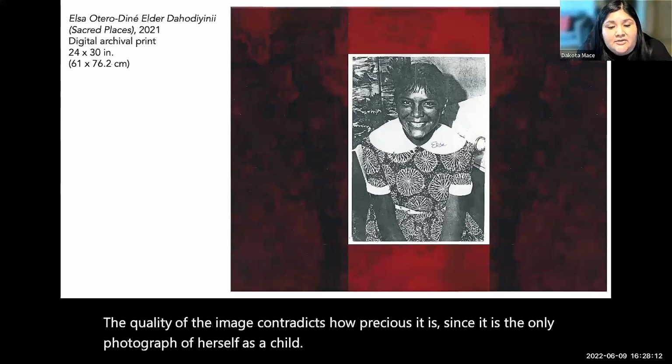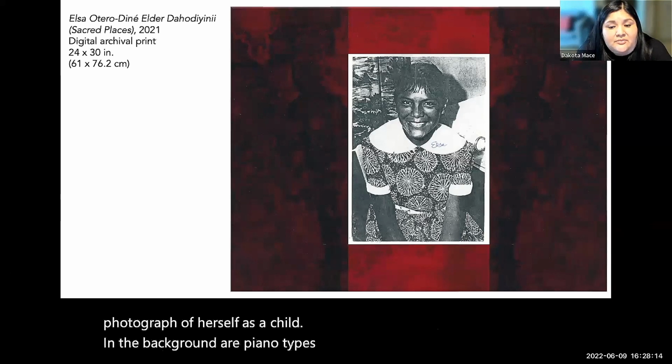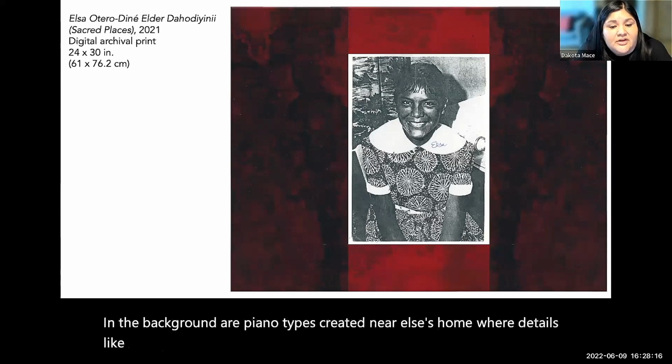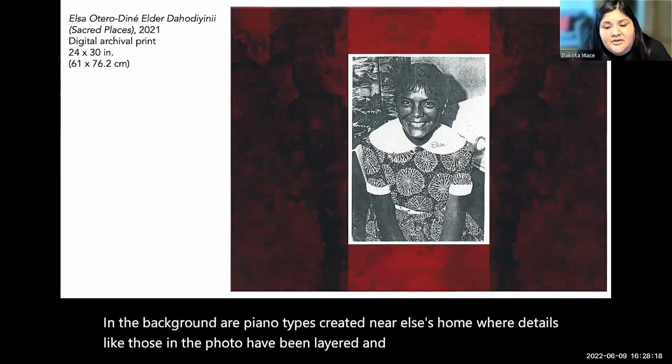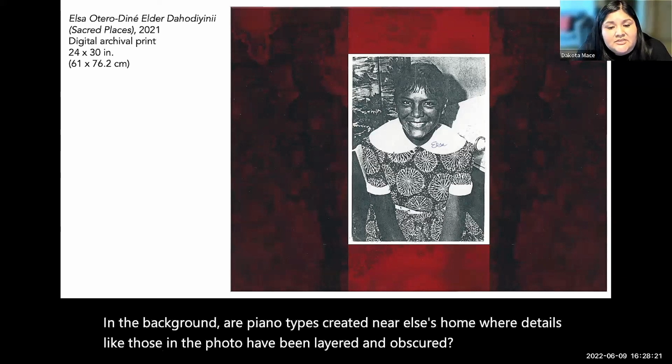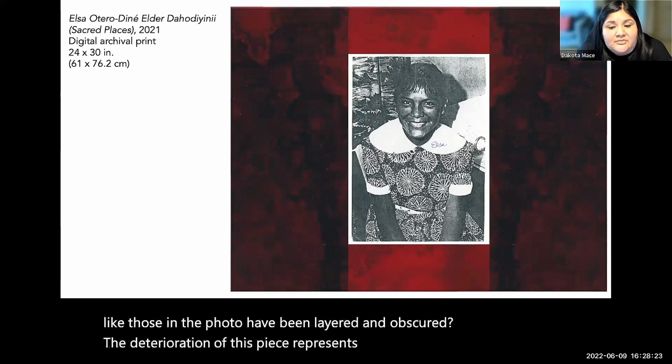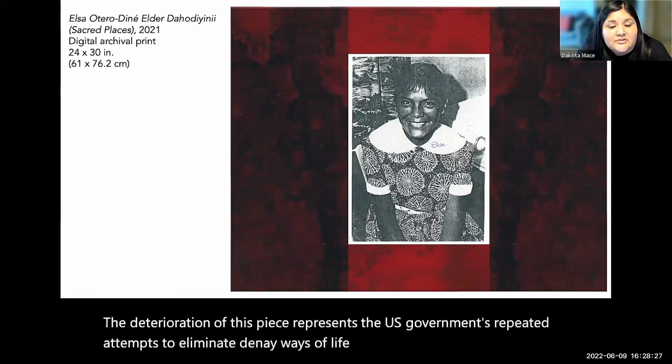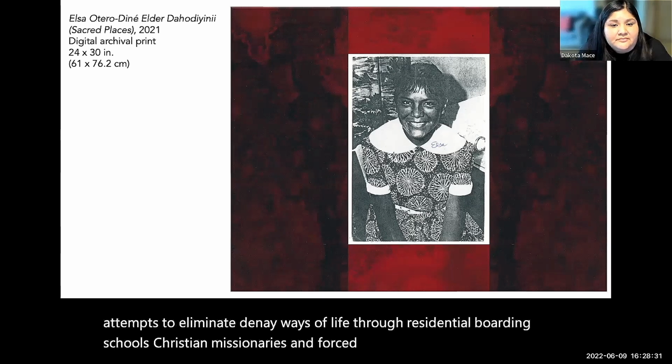In the background are cyanotypes created near Elsa's home, where details like those in the photo have been layered and obscured. The deterioration of this piece represents the US government's repeated attempts to eliminate Diné ways of life through residential boarding schools, Christian missionaries, and forced assimilation.